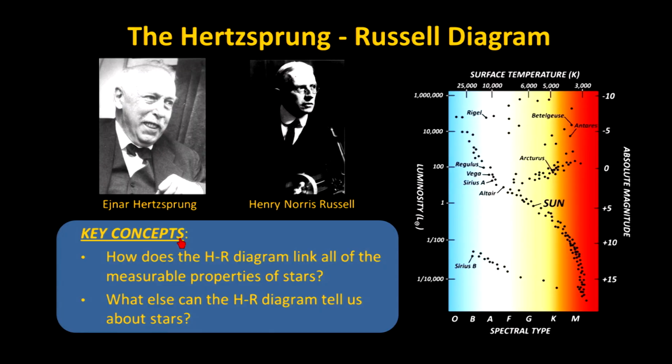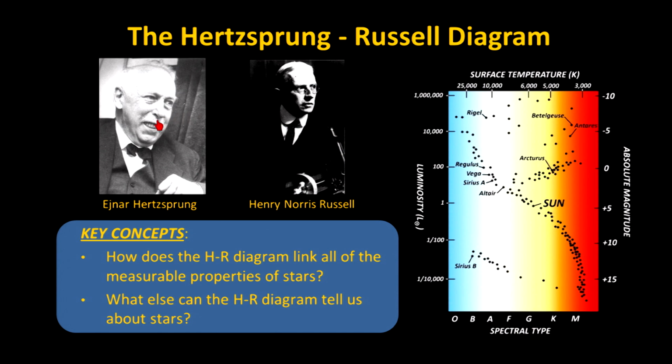And the two astronomers that figured this out were not necessarily working together, but they both stumbled on this idea at roughly the same time, so we give them both credit. The astronomer that is on the left was a Danish astronomer. His name was Einar Hertzsprung. The guy on the right was a very famous American in his day. His name was Henry Norris Russell.